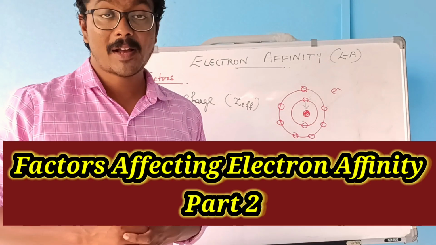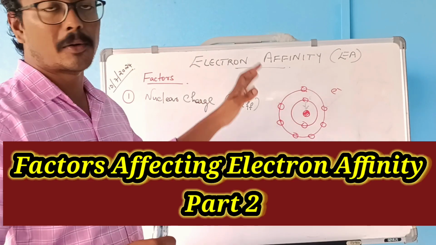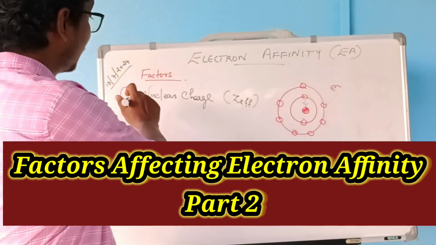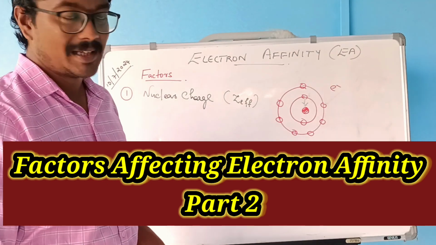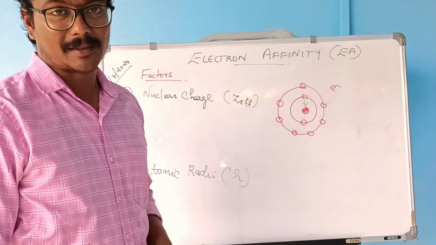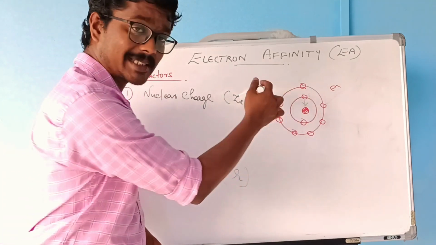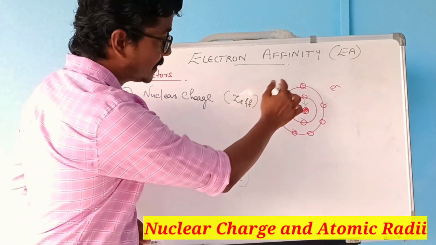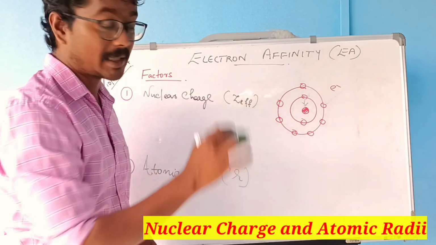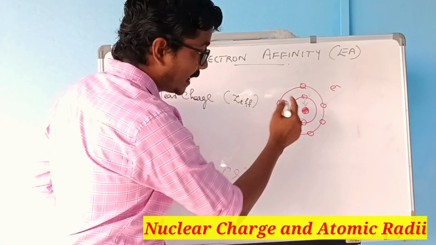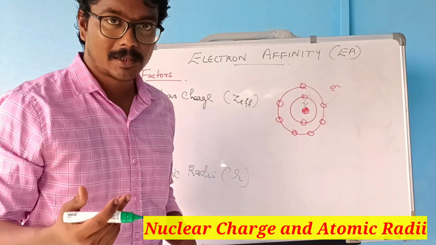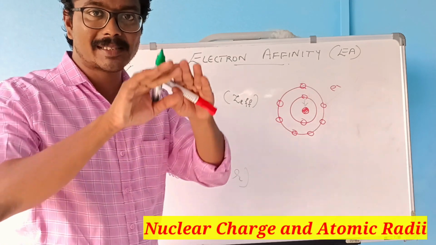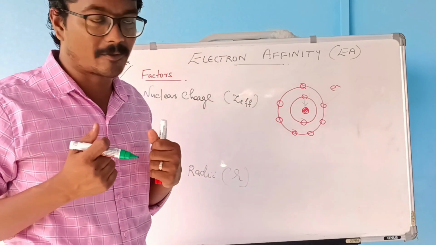Let's discuss the factors which affect electron affinity. The first and foremost factor is nuclear charge, or effective nuclear charge. Let's consider this example. If this is the nucleus, this is an example for a fluorine atom. If the nuclear charge is more, it will attract the core electron as well as the valence electrons towards itself.